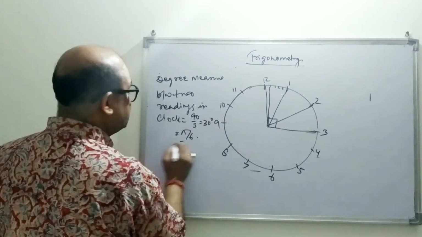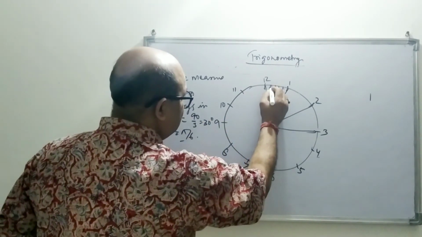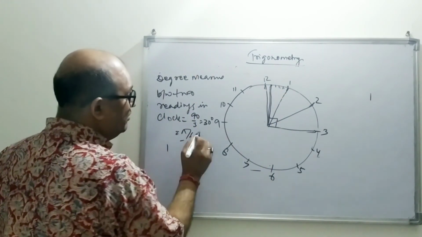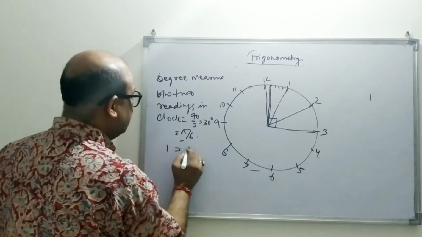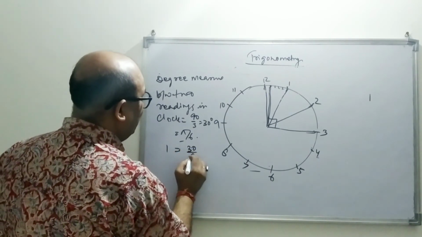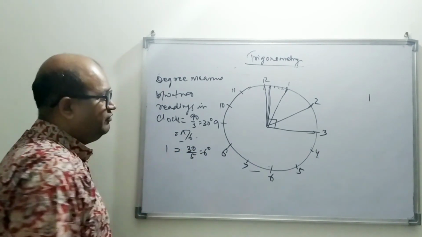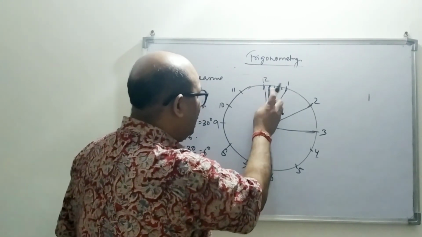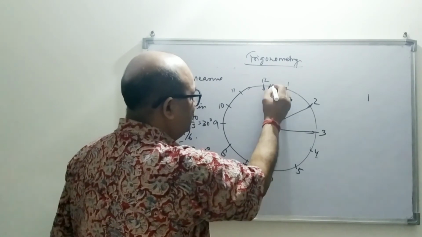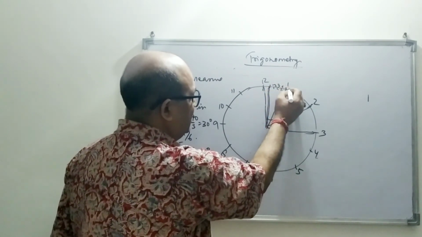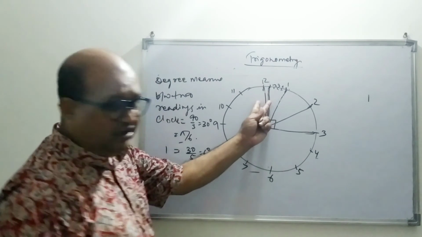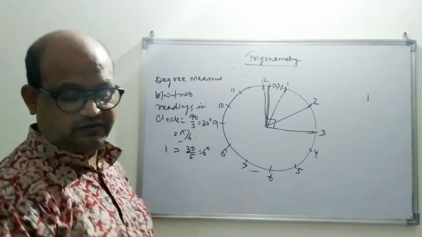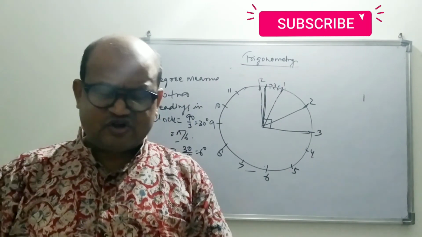So 1 minute will give you 30 divided by 5, that is 6 degree. If the minute hand is moving from one reading to the next, 1 minute, 2 minutes, 3 minutes, 4 minutes, and 5 minutes, then for 1 minute it will move 6 degree. With this, I am stopping here.